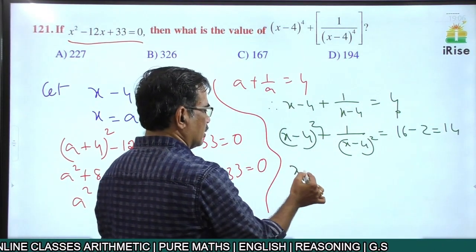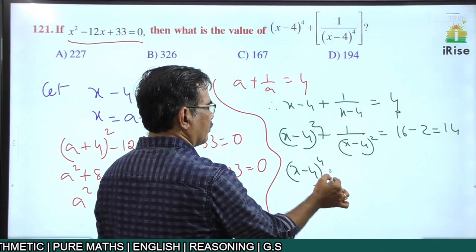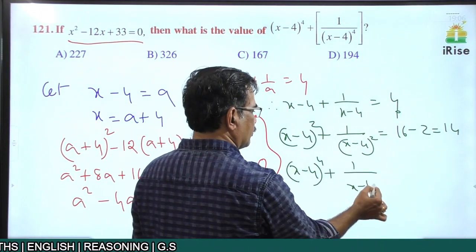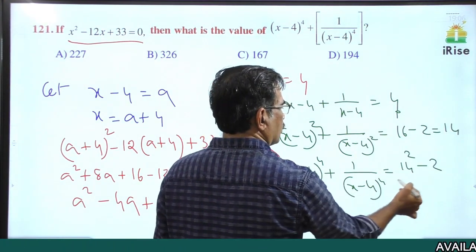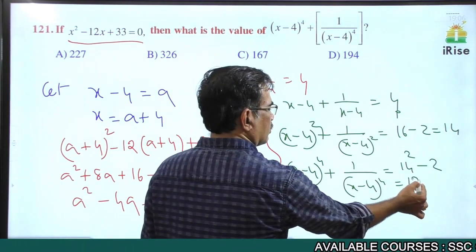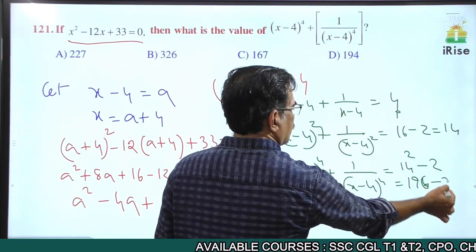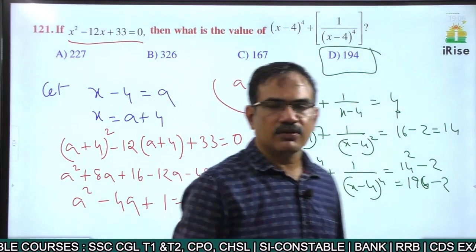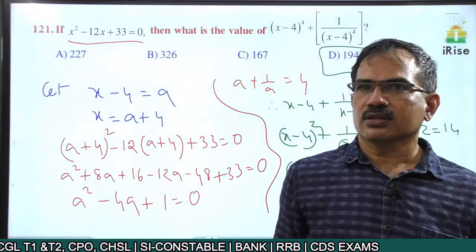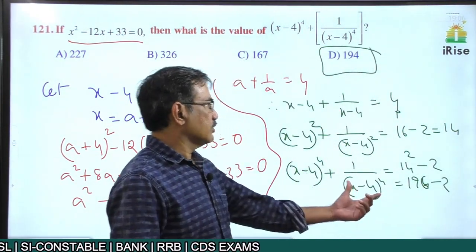Again square. (x − 4)⁴ + 1/(x − 4)⁴ is equal to 14² − 2. 196 − 2 is 194. So the answer is 194.